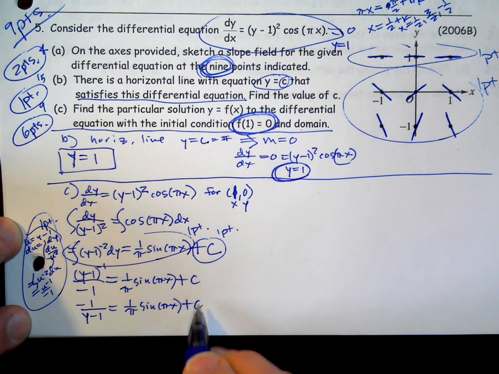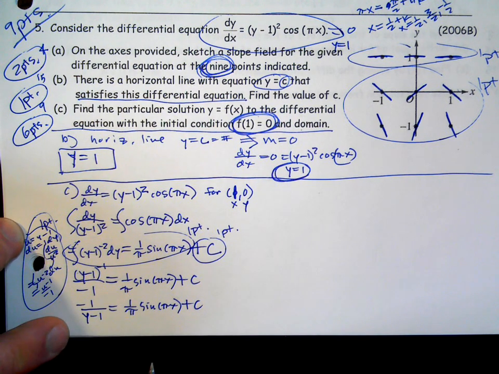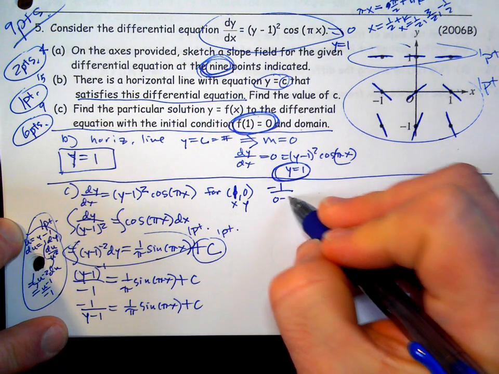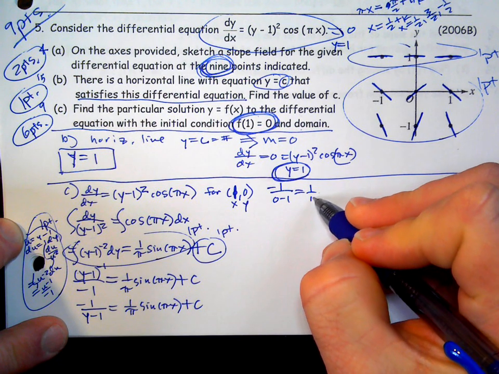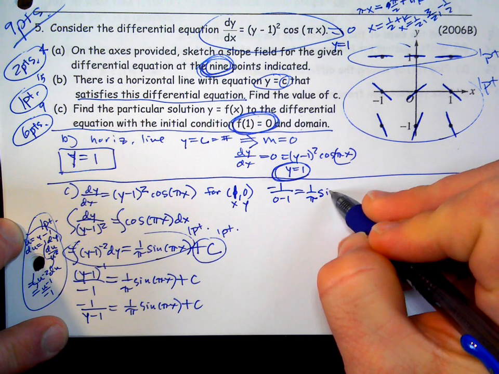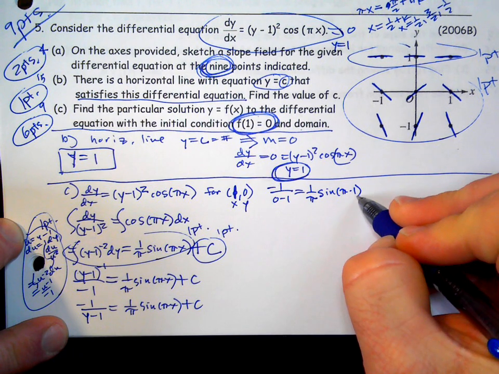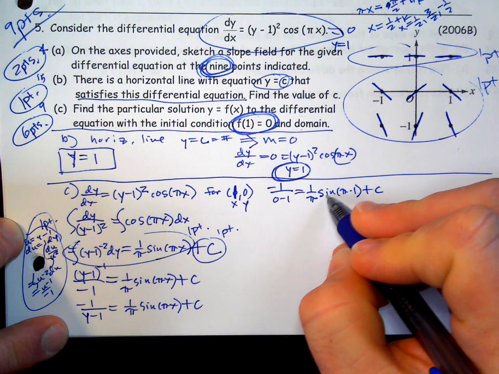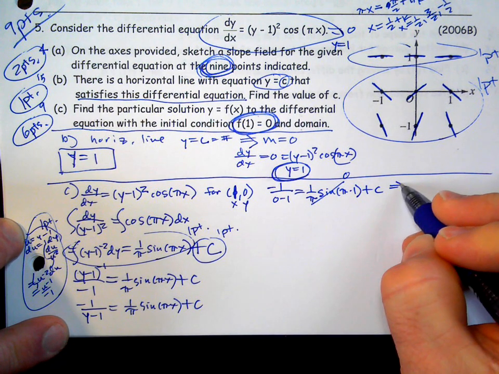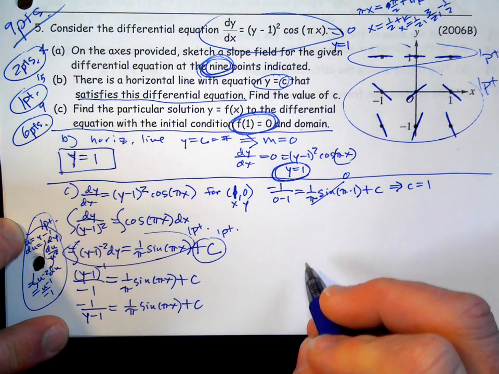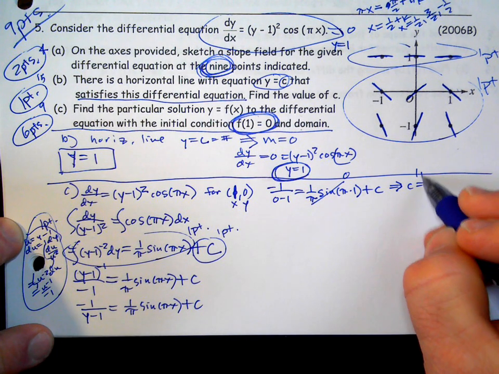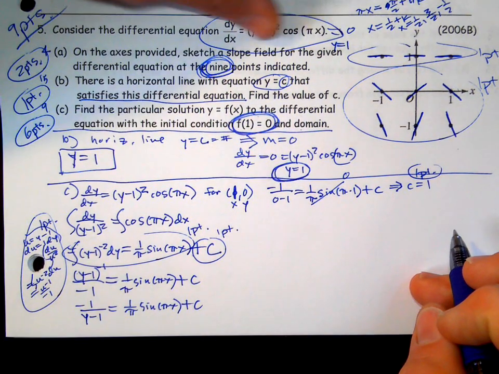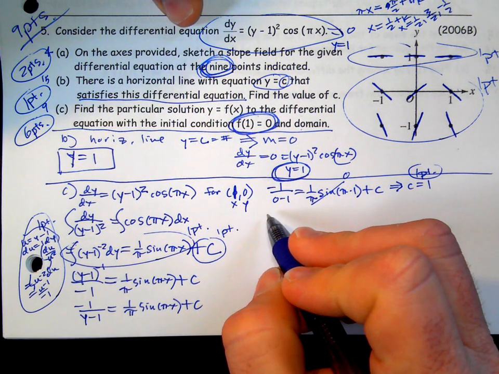Okay, now finding the c values worth another point. So we're going to plug in 0 in for the y and 1 in for x. And sine of pi is 0. So the whole thing goes to 0. C equals positive 1. So we're going to rewrite it. So that's worth a point, using the initial condition to find the c value, the constant of integration. So now we're going to rewrite it.